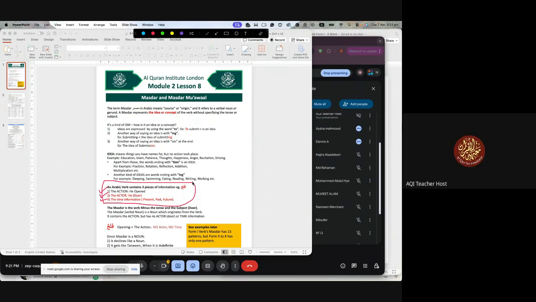It's to do. It's an idea or a concept. It's not done. It's to do. Sister Nilufa just said it. If you don't understand this from the beginning, that is the word, idea and concept, and we have to remember that. Masdar means nothing but idea.